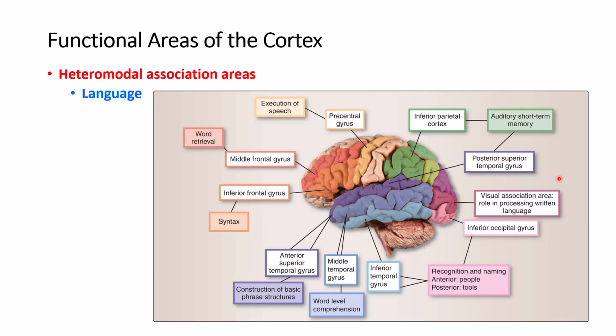This is a more detailed part of the language. So we can start from here. Again, this is the central sulcus, this is the precentral gyrus, which is important for voluntary movement and for execution of speech. So you have to make a decision when you talk, and then this is the execution of speech.